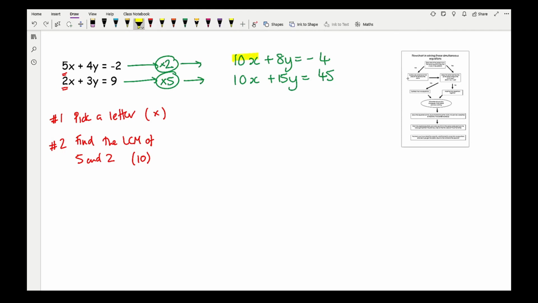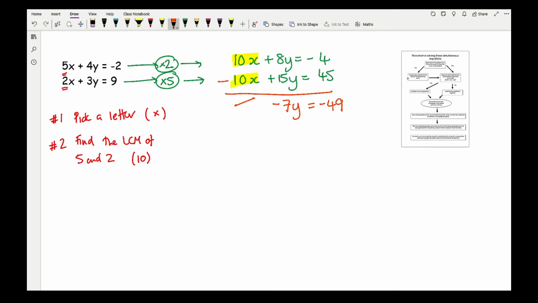So here you can see that my x's are now the same. The next question I need to ask is, are the signs of my x's the same or different? Well, they're the same, so I take away the two equations. Here I've got 10x take away 10x, which is nothing, which is brilliant because I want one of the letters to disappear. And I've got 8 minus 15, which gives me minus 7y. Then I've got minus 4 minus 45, which leaves me with minus 49.